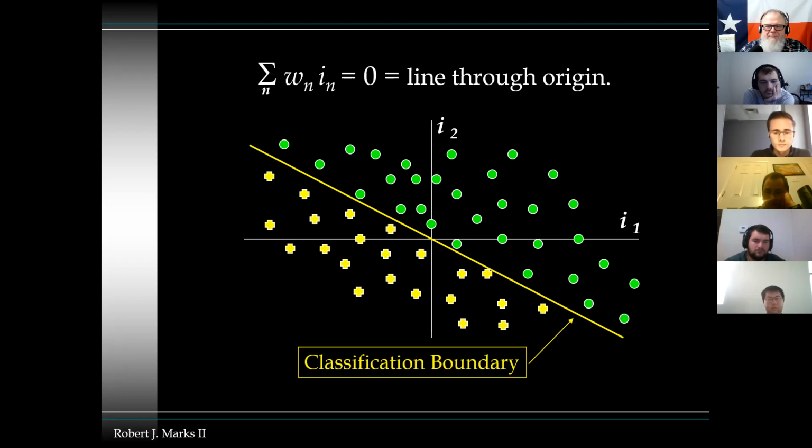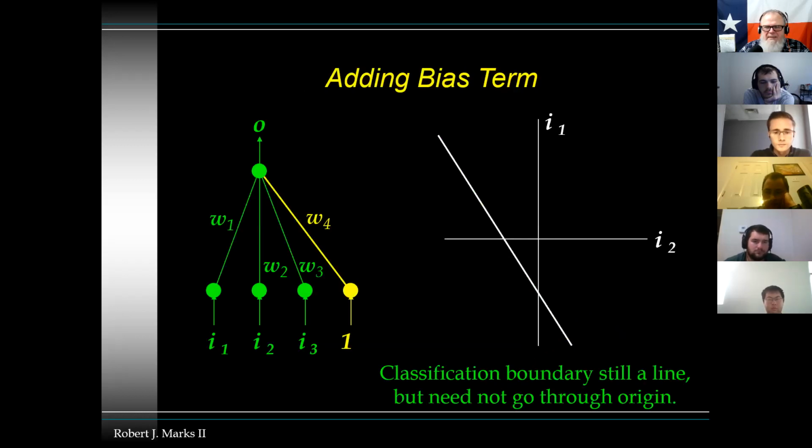Well, we get away from that by adding another neuron to this. And this neuron over here is called the bias neuron. You'll see the bias neuron used in neural networks all over the place. What the bias neuron does is it takes this line, and instead of this inner product being equal to 0, it's equal to the bias. So therefore, it doesn't have to go through the origin anymore.